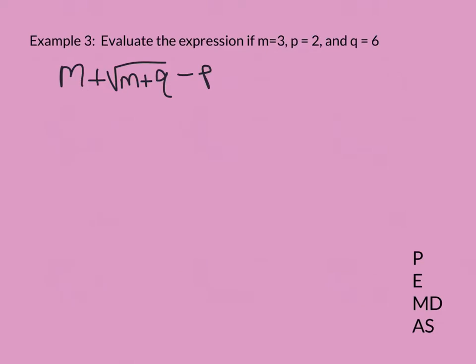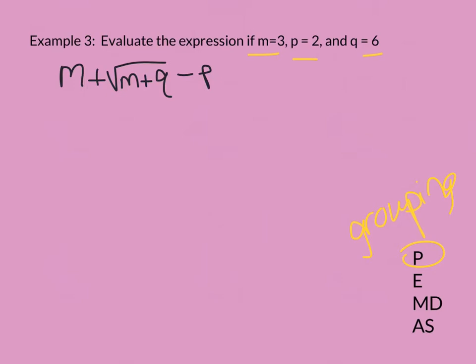Example 3. Evaluate the expression if m equals 3, p equals 2, and q equals 6. So we have m plus the square root of m plus q minus p. So I want you to notice we don't have any parentheses, but that P stands for any sort of grouping symbol. So you could have absolute value symbols, you could have a square root symbol like you see here, and so you will always do that first, just as if it's parentheses.